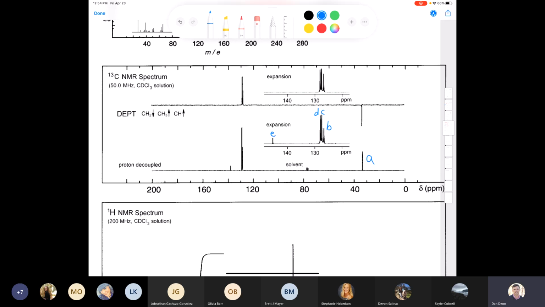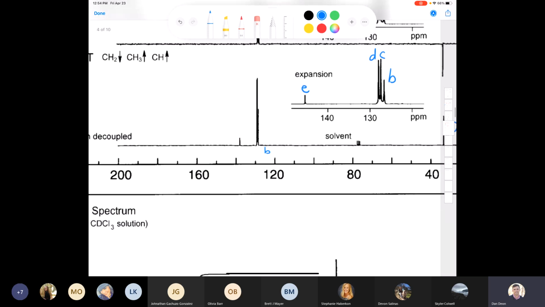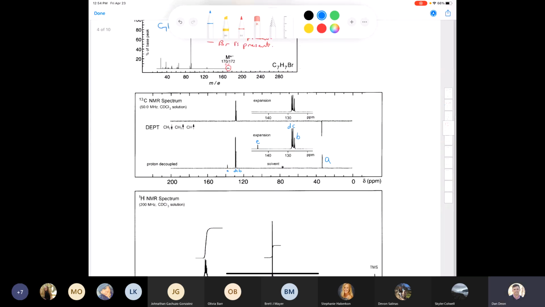We have E for this guy. So that means that in this signal, or what looks like one signal, it's not, but you have B, C, and D, and then this one is E, and that's it. Okay, those are all the signals in my carbon.